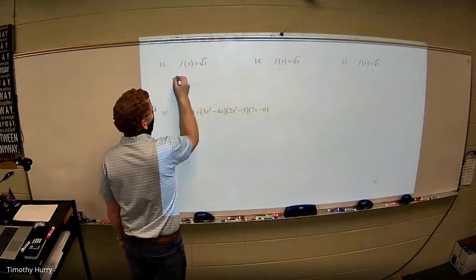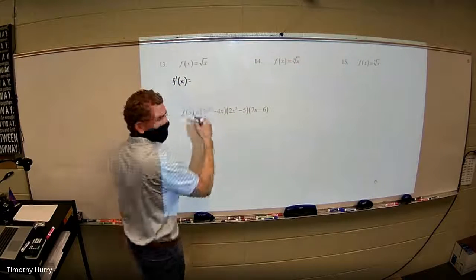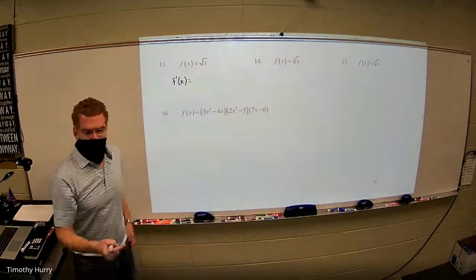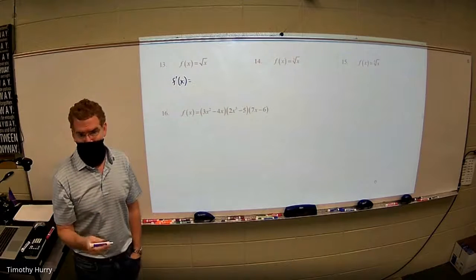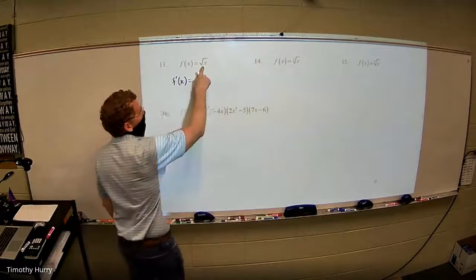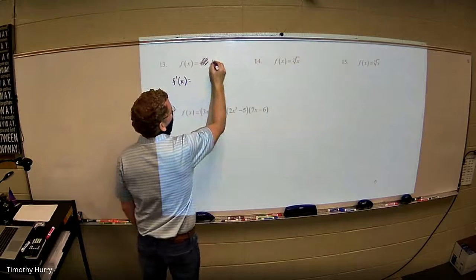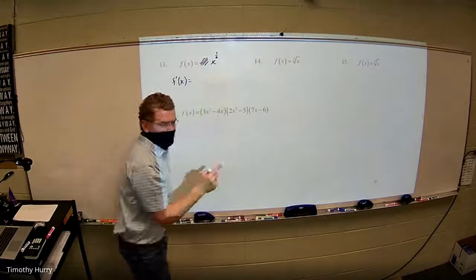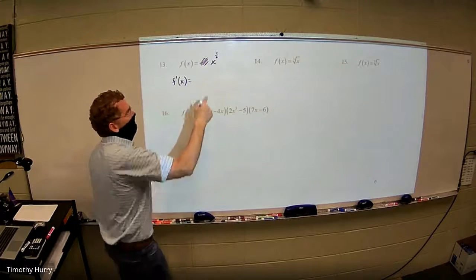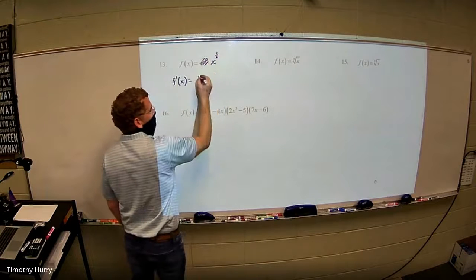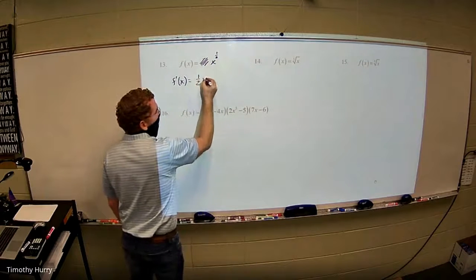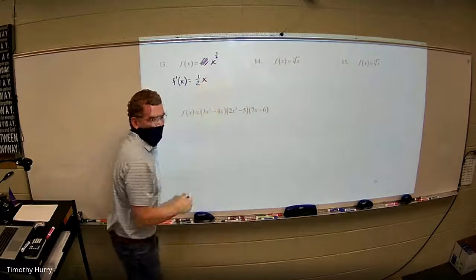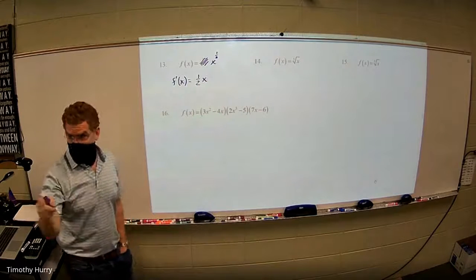F prime of x. Now, for me to take the derivative of this using a power rule, I'll have to convert that square root into a power, right? And what does that give me here then? That's x to the 1/2. So let's try the power rule. The power rule says power times the coefficient, which would just be a 1/2. Copy the x and decrease it by 1. Now what happened? Negative 1/2?